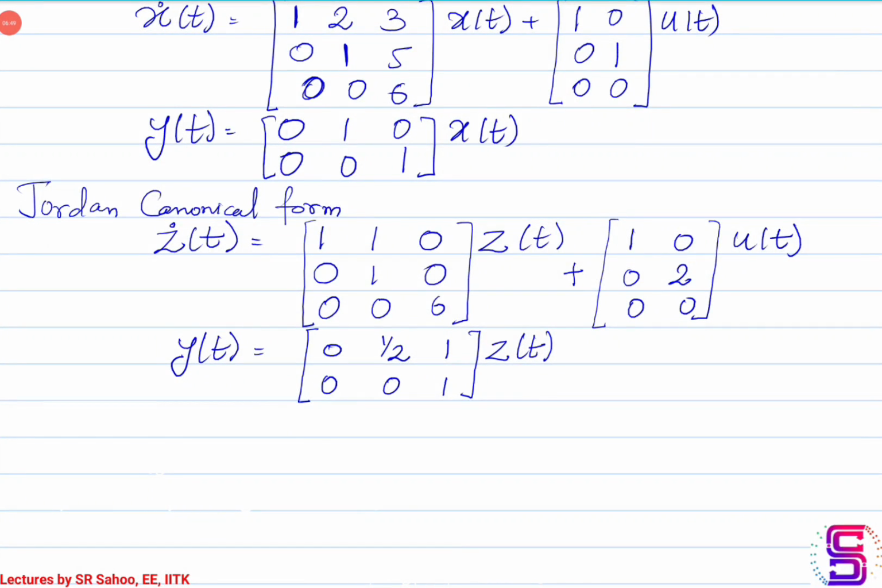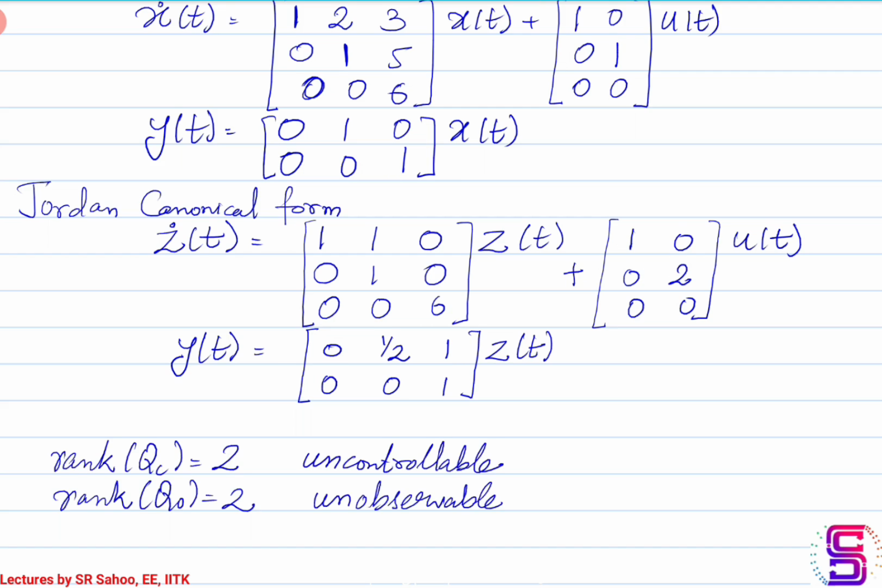So the Jordan canonical form representation of the system given is as shown here. If you see, the matrix A corresponding to the state vector representation in the state vector Z is in the Jordan form, and the corresponding B and C matrices are as shown. Now, if we compute the controllability matrix and check the rank, it turns out that the rank of the controllability matrix is 2, indicating that the system is uncontrollable.